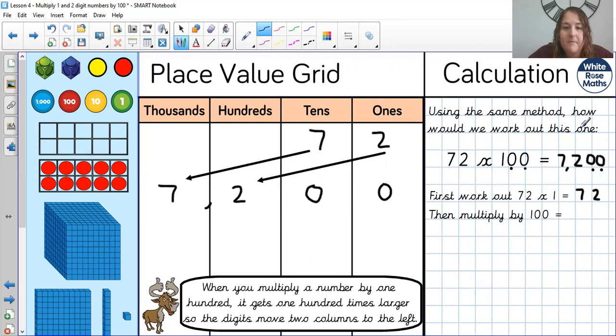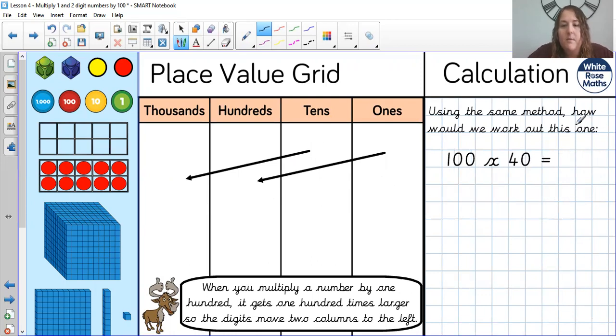And if we're looking at those numbers, there are 2 zeros on my 100 and now 2 zeros in my answer. Okay, let's have a look at another one. 100 times 40. So we could first work out 40 times 1, or to use that 40.